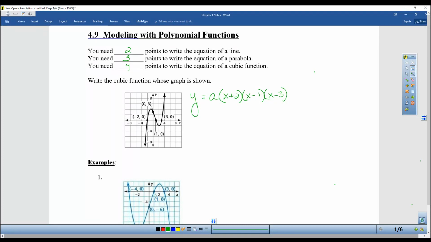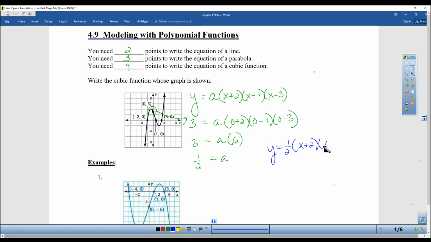So I'm going to write y is equal to a times x plus 2 times x minus 1 times x minus 3. And then I'm going to use that point to plug it into this equation. So 3 is equal to a times 0 plus 2 times 0 minus 1 times 0 minus 3. A times 2 times negative 1 times negative 3 is positive 6. So I divide both sides by 6, and I get 1/2. And now I can write my final answer. Y is equal to 1/2 times x plus 2, and the order of these 3 factors does not matter.